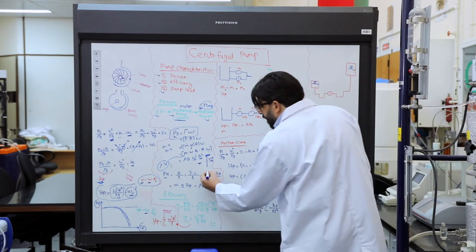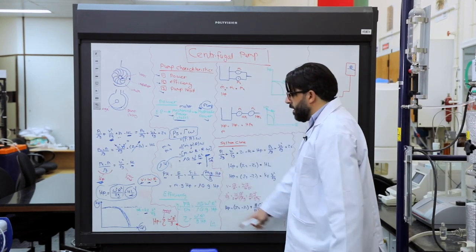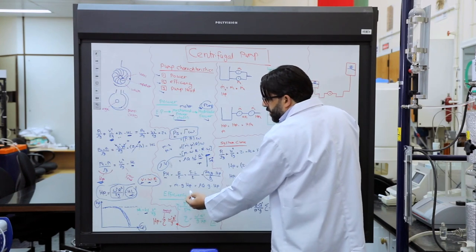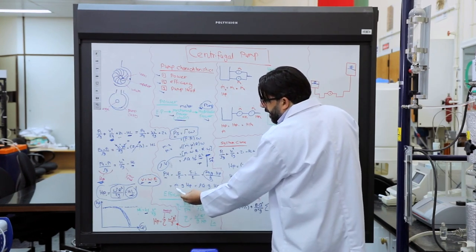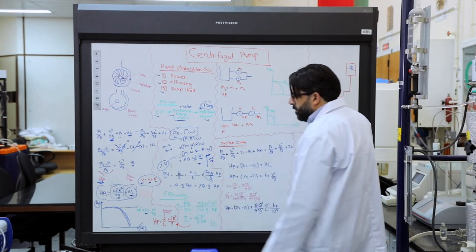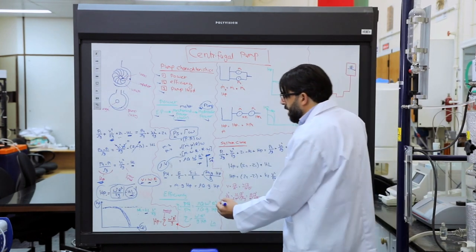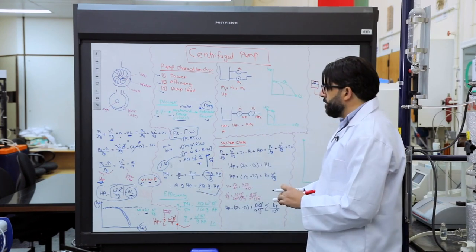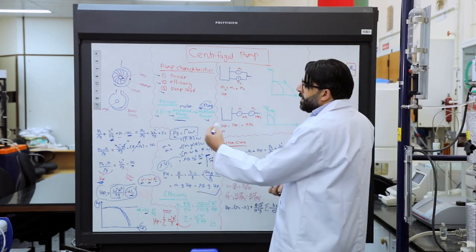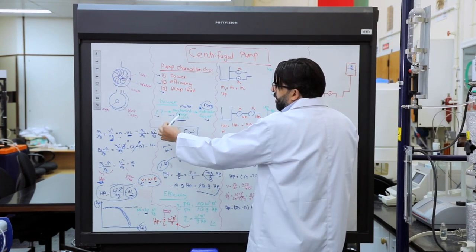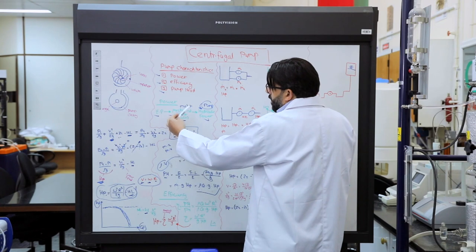So m over t will be m dot, the mass flow rate, times g times Hp. And again, the mass flow rate equals rho Q. So this is the hydraulic power.